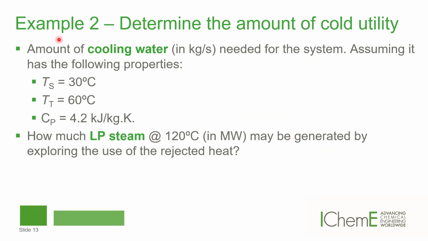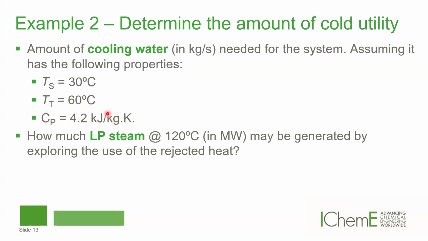Right. So let's assume two options. The first is cooling water, and then the other option is low pressure steam. For the cooling water, assume that it has the following properties. The supply temperature is 30 degrees Celsius. The target temperature is 60 degrees Celsius. And we have the Cp of the water.